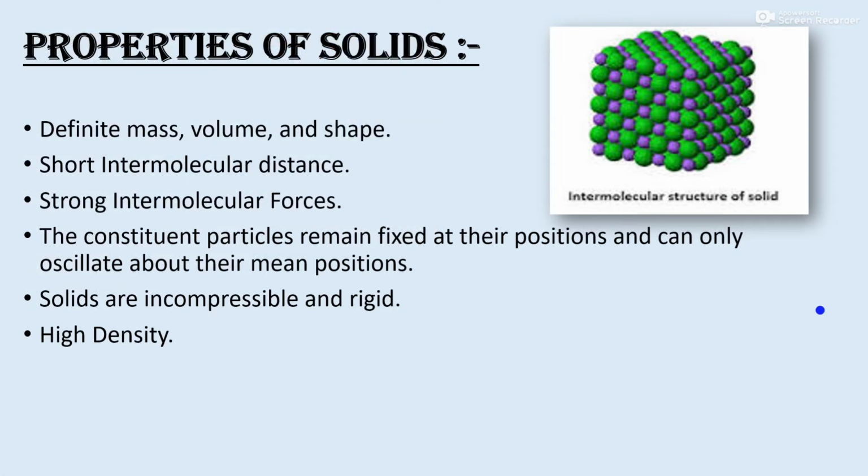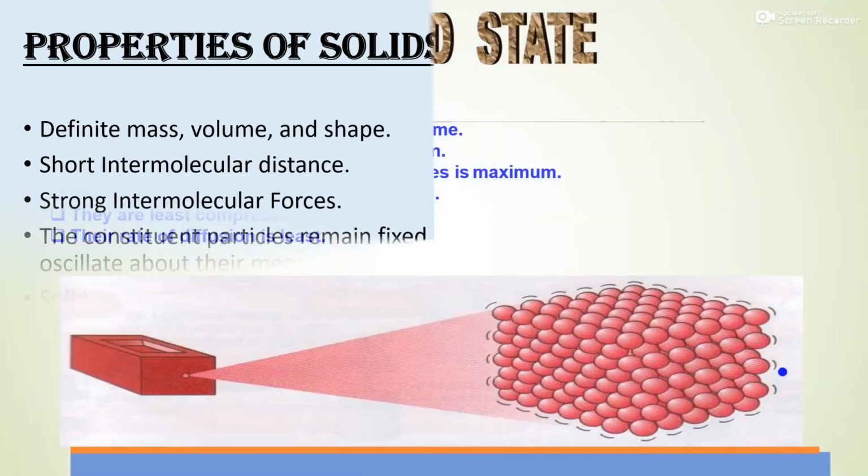So the properties of solids are definite mass, volume, and shape, short intermolecular distance, strong intermolecular forces. The constituent particles remain fixed at their positions and can only oscillate about their mean position. So they are totally immovable. They only oscillate in their mean position. Solids are incompressible and rigid. High density they also have.